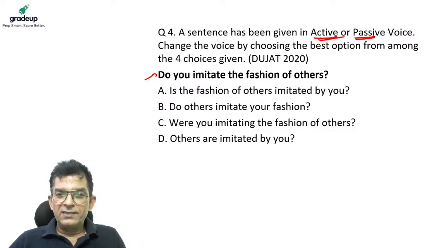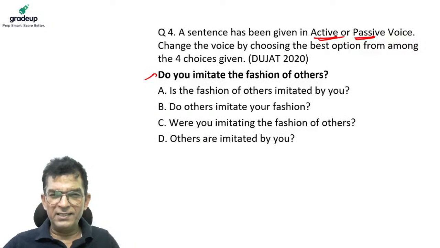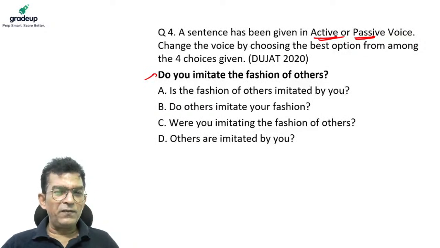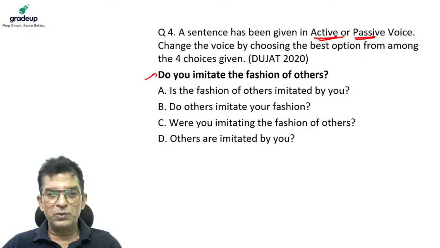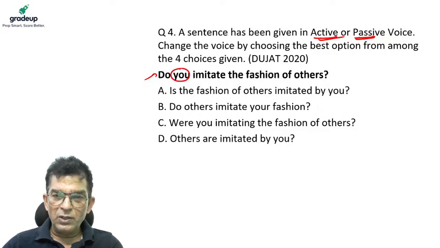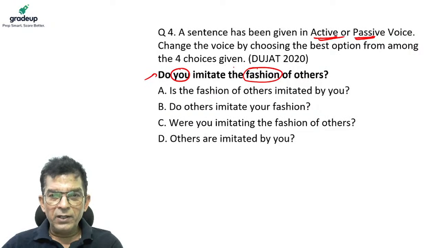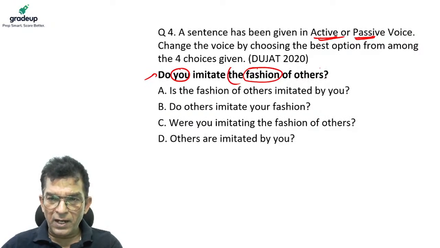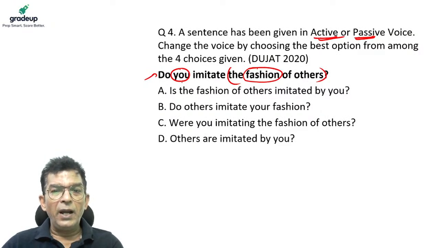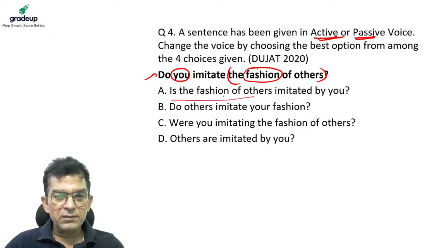The answer is pretty easy. Do you imitate the fashion of others? The subject is you and the object is fashion. So this fashion of others must become the subject and you must become the object. So, it is the fashion of others. Here this becomes the subject and this becomes the object. That is all we do.